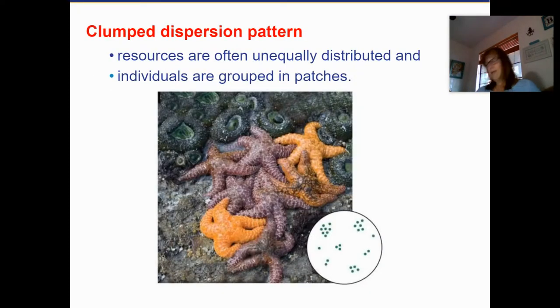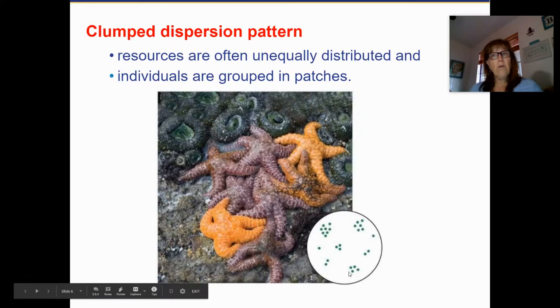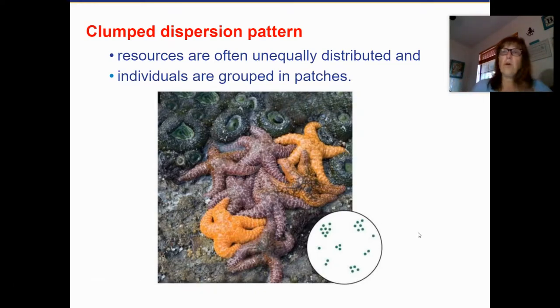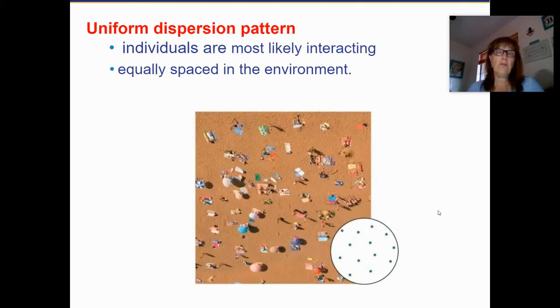One of those types of dispersion patterns is what we refer to as clumped. In this case, we're looking at a clump of sea stars that are all grouped in this one particular patch. And if we were to move over a ways, we may see another patch, and another patch, and so on. So these organisms are clumped, forming these various clumps or patches of groups.